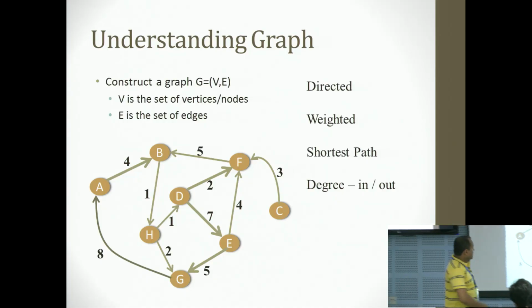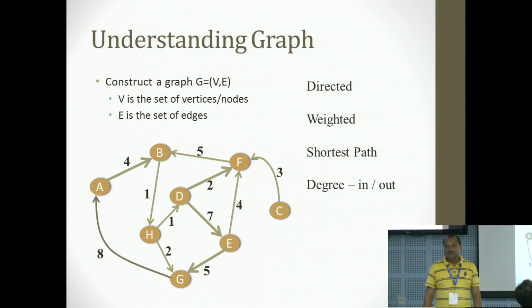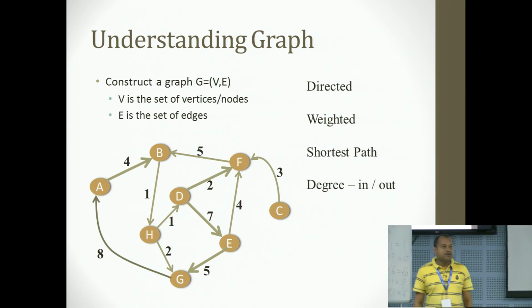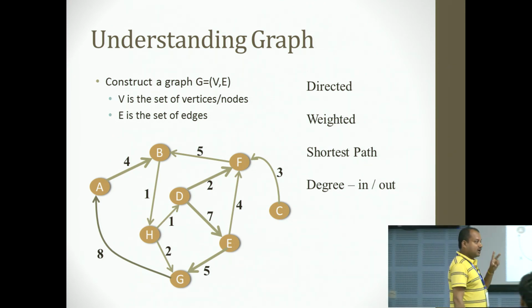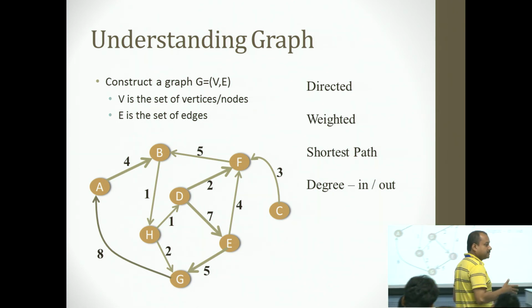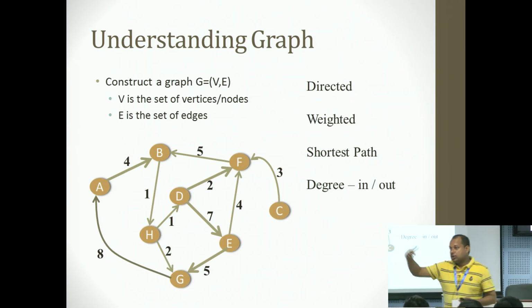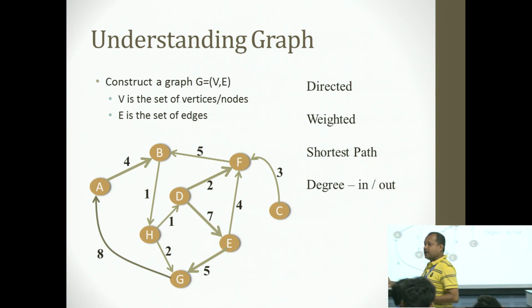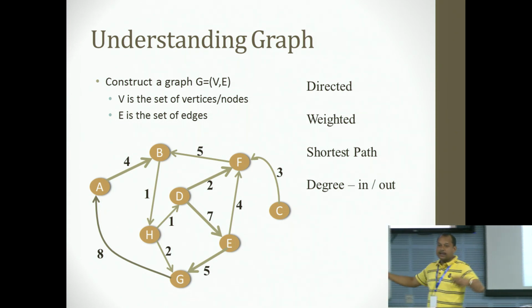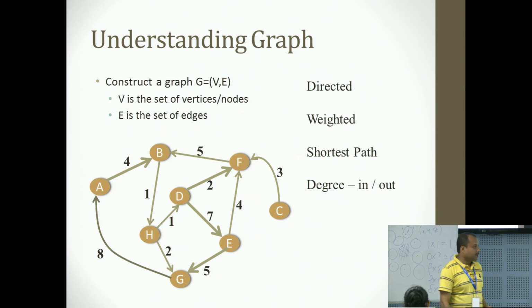Well, when there is a directed graph, I need to redefine degree. Now, degree is either in degree or out degree, meaning the number of edges going out of this vertex or the number of edges through which I can reach that particular vertex.